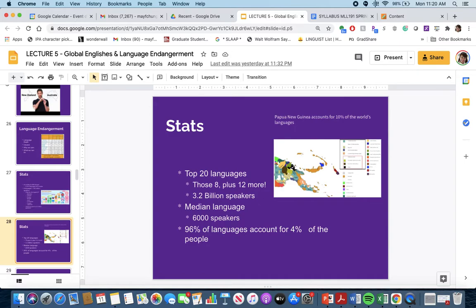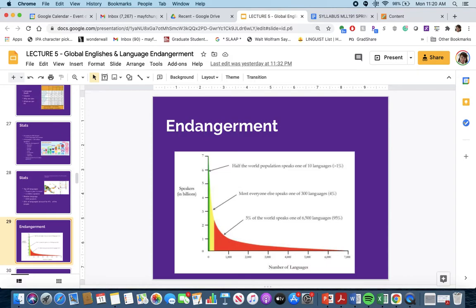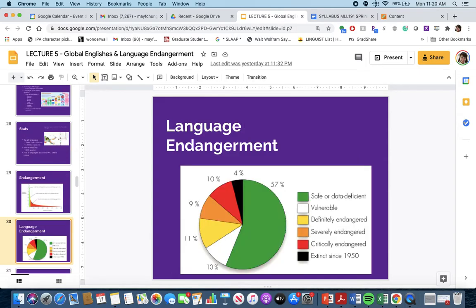If you look at this map of Papua New Guinea, you can see that the language is very diverse. There's lots and lots of different languages spoken in Papua New Guinea, and it accounts for 10% of the world's languages. Unfortunately, they are endangered. Half of the population speaks one of 10 languages. Mostly everyone speaks one of 300 languages, and only 5% of the world, 4% now, speak one of the 6,500 languages. So we are very linguistically diverse, but it all depends on a very small number of speakers.